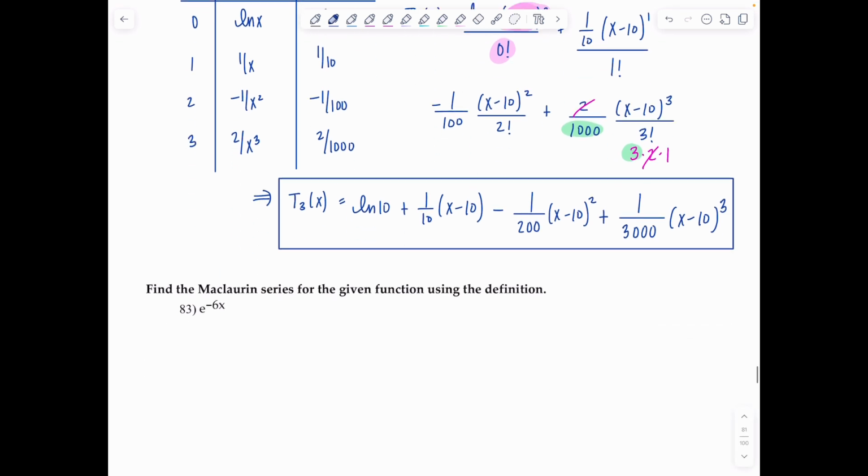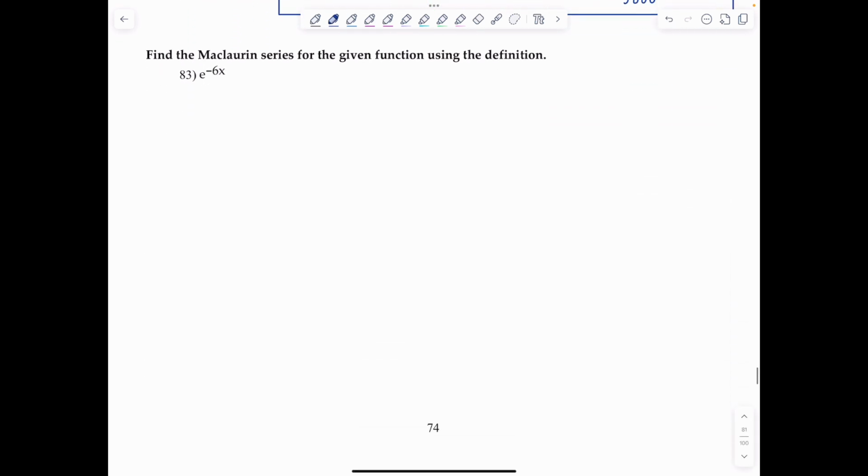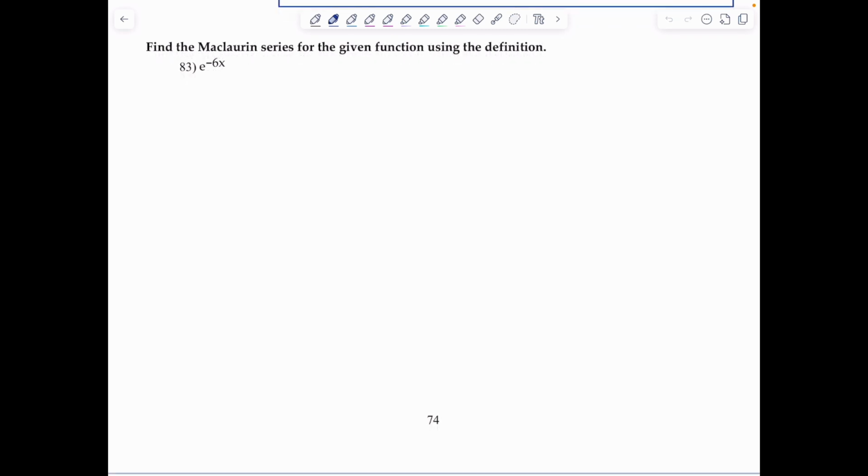Okay, now we're finding the full series, like the infinite sum. And we're going to use the definition. So find the Maclaurin series for the given function using the definition. So here we go. Let's remind ourselves, definition for Maclaurin series, f of x is the sum n equals 0 to infinity of the nth derivative at 0 times x minus 0 to the n over n factorial. So it's Taylor's series, but centered at 0. That's why you have x minus 0 to the n.